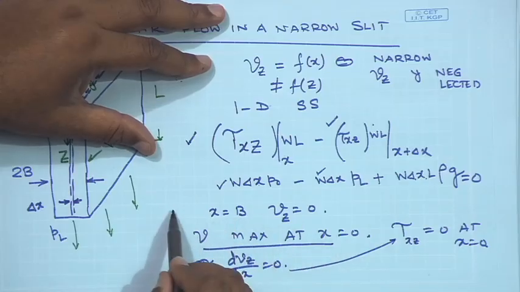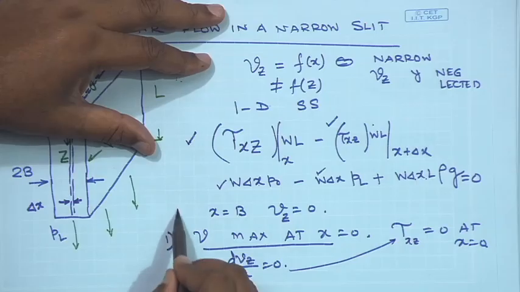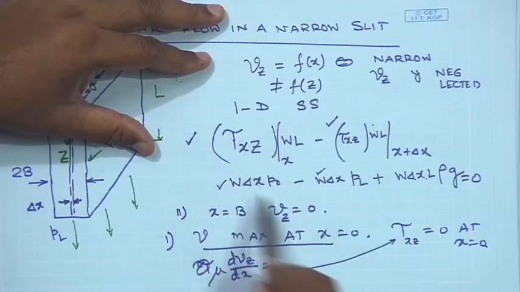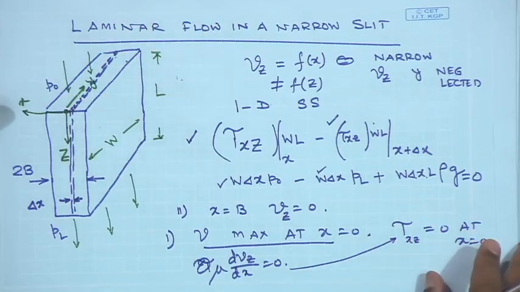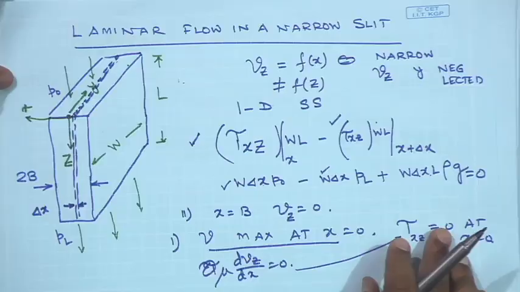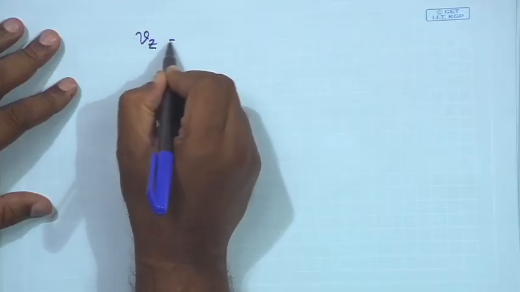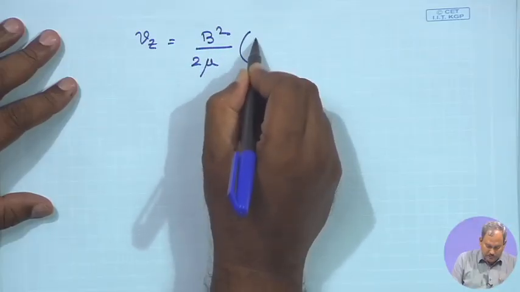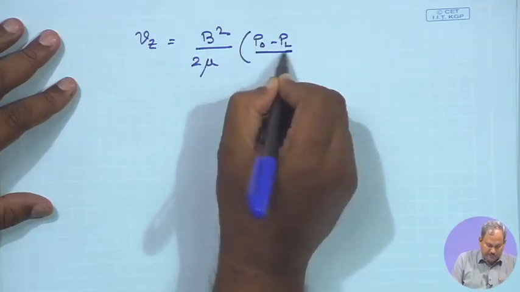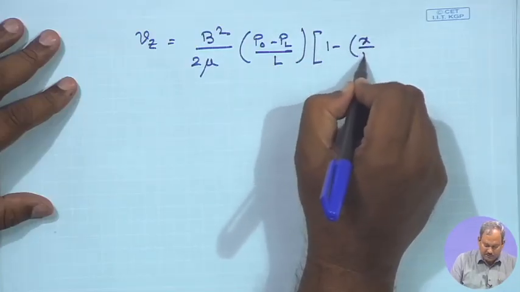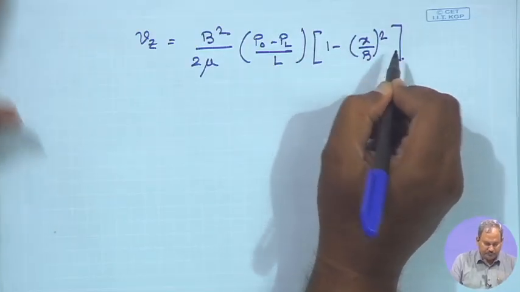So, this could be your boundary condition 1, this could be your boundary condition 2, and use of these boundary conditions, with simplifications which I am not going to do anymore, would give you an expression for the velocity. This is for you to check that your velocity expression would be equal to b square by 2 mu, (P 0 minus P L) by L, times (1 minus x by b) whole square.